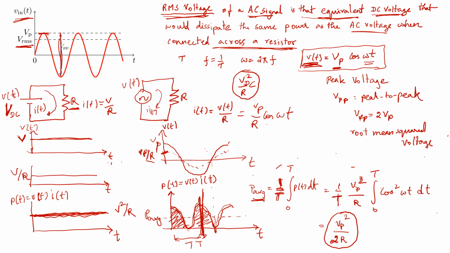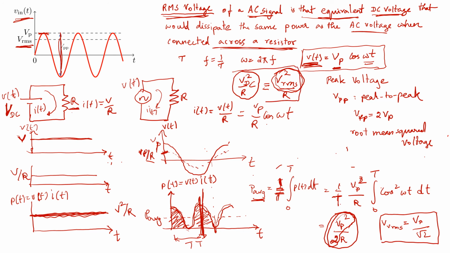Wouldn't there be a convenient way to equivalently represent this in terms of AC in a similar fashion as V RMS squared over R? Then what should this V RMS be? How should it be related to Vp? In other words, V RMS squared must be equivalent to Vp squared upon 2. So V RMS should be equal to Vp upon root 2. If that were the condition, then the same form of representation is possible.